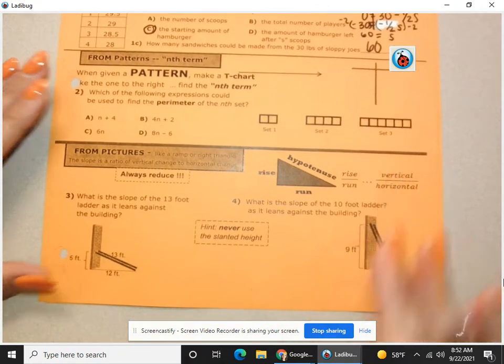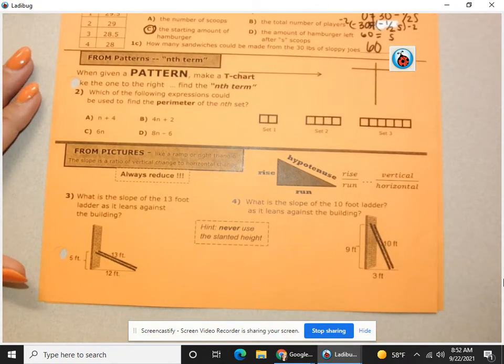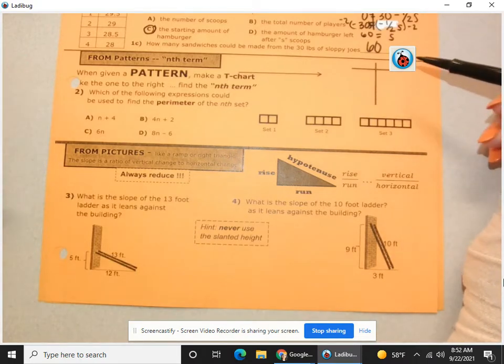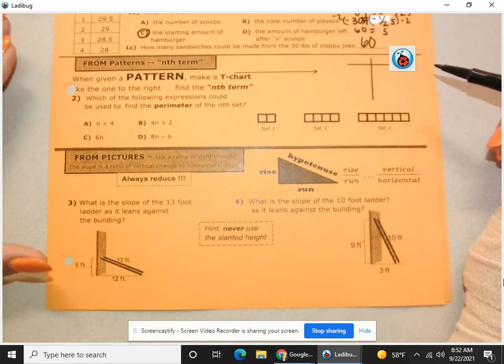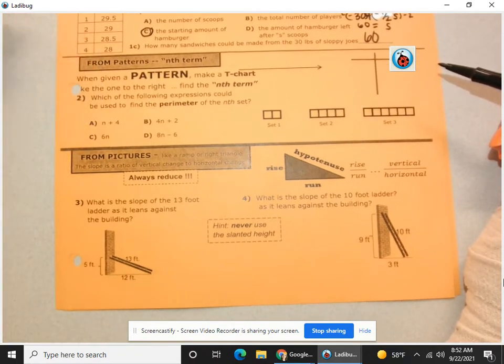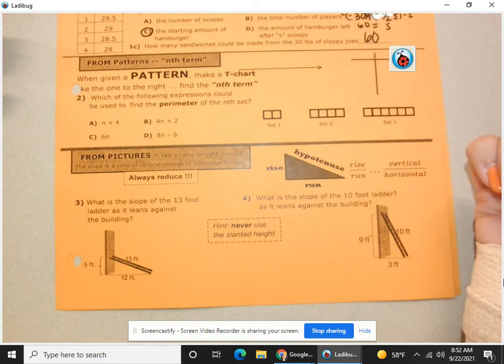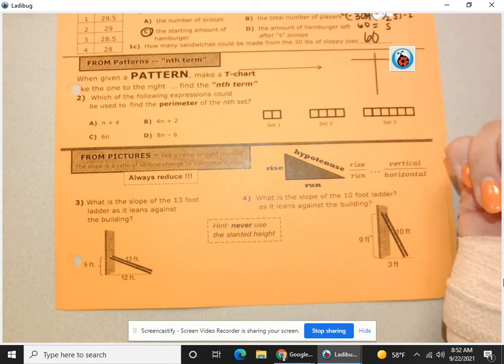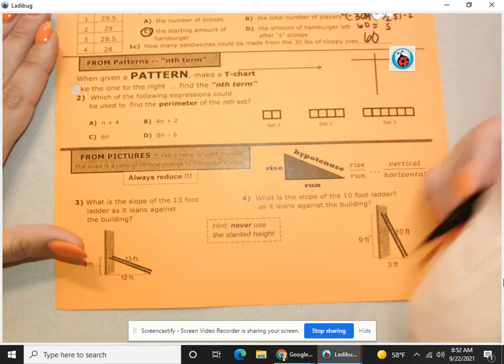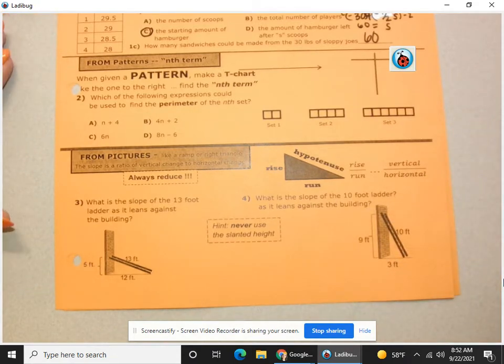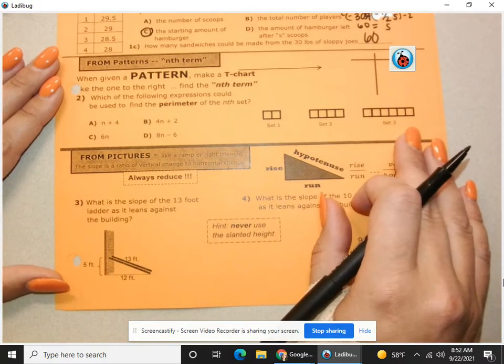When we're given a pattern, okay? So, like the one to the right, we find the nth term. Okay, so let's talk about this, okay? Which of the following expressions could be used to find the perimeter of the nth set? We've got A equals n plus 4, B equals 4n plus 2, C equals 6n, and D equals 8n minus 6, okay? But we don't have anything to compare it to. We got nothing. We just have this, okay?